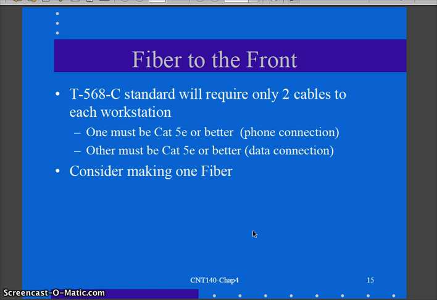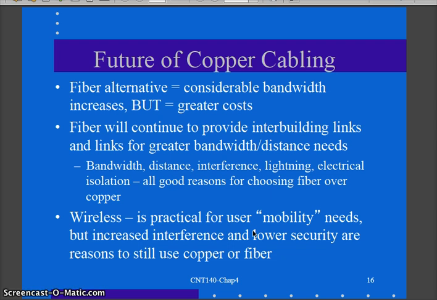The 568-C standard will require only two cables at each workstation. One must be 5E or better for phone, and one must be 5E or better for data connection. And they say, hey, maybe you might want to make one of these fiber. Well, okay, maybe. There hasn't been a need to have fiber at your desk yet, but that might change down the road. It's hard to tell what 10 or 15 years will bring down the road. It is possible. The future of copper cabling, fiber alternative equals considerable bandwidth increases, but also greater costs.